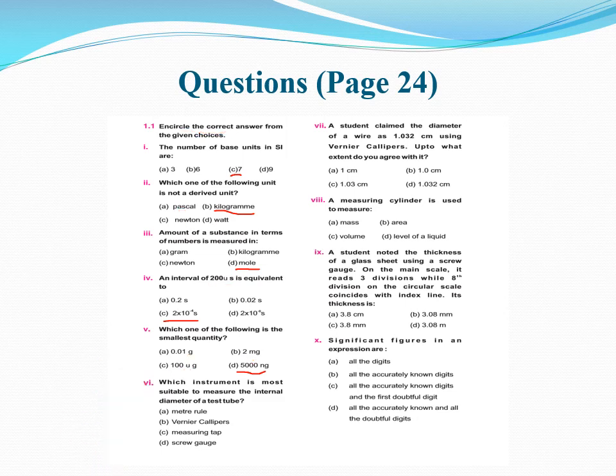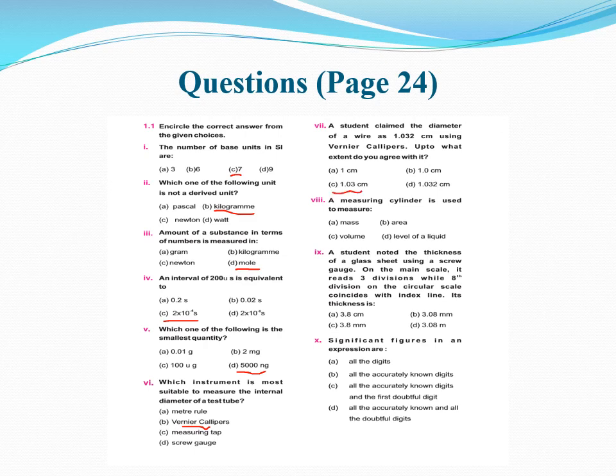Now part 6. Which instrument is the most suitable to measure the internal diameter of a test tube? So here the option is vernier calipers. Next, number 7. A student claimed the diameter of a wire as 1.032 centimeter using vernier calipers. Up to what extent do you agree with it? So the correct answer is C, 1.03 centimeter.